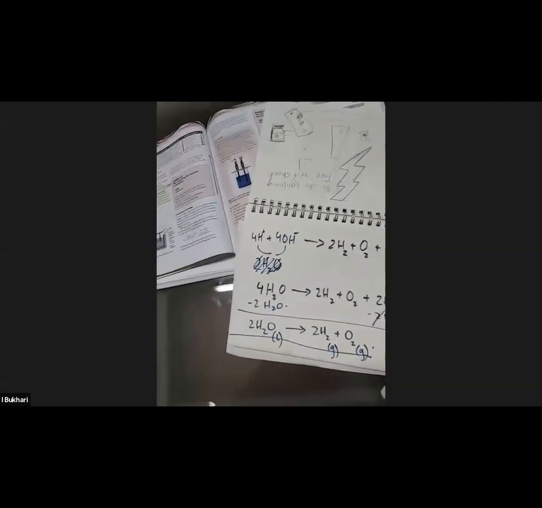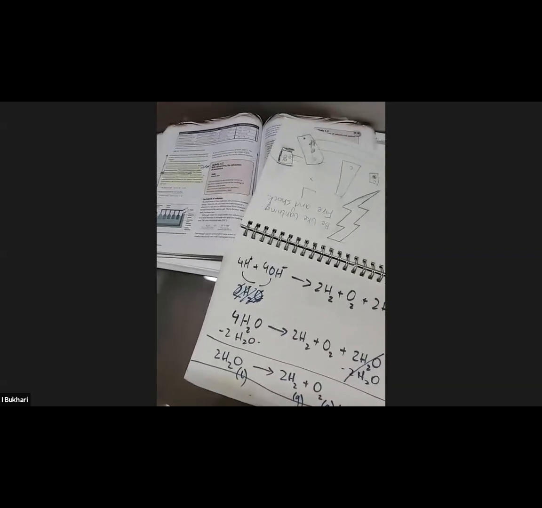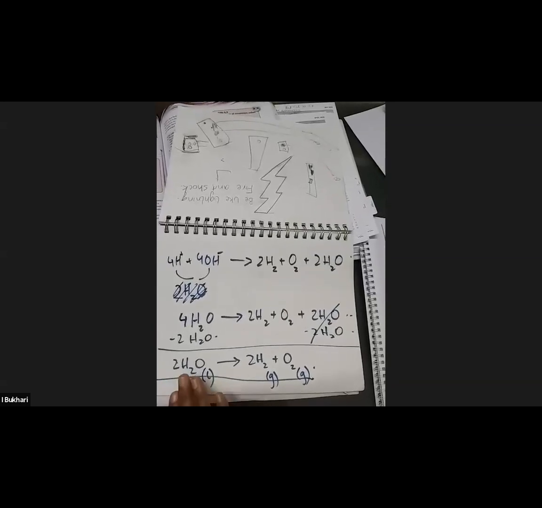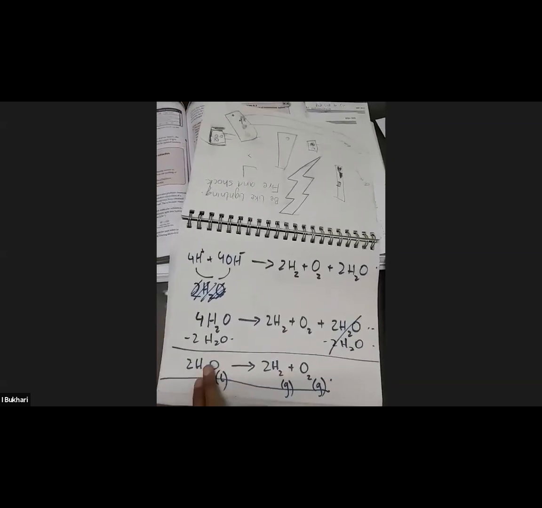By the way, this was electrolysis of dilute NaCl, but the overall reaction for water is also the same. Here the substance we were electrolyzing was dilute NaCl. So we did not start with water, but basically the water got decomposed into hydrogen and oxygen.